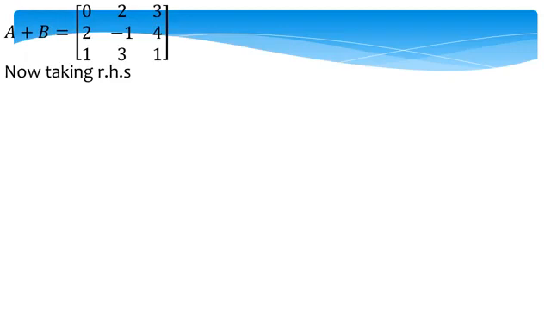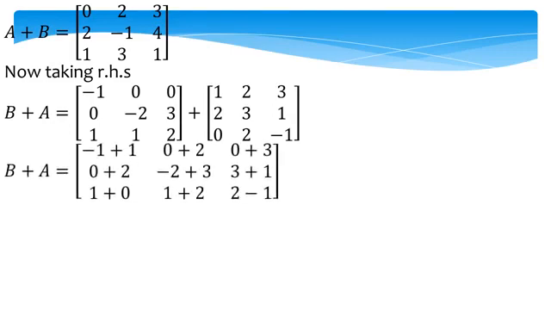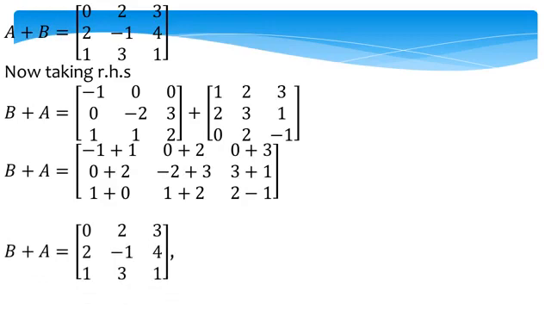Now taking the right hand side, B plus A. Corresponding elements are added with each other. Minus 1 plus 1, 0 plus 2, 0 plus 3, 0 plus 2, minus 2 plus 3, 3 plus 1, 1 plus 0, 1 plus 2 and 2 minus 1. And the result is 0, 2, 3, 2, minus 1, 4, 1, 3 and 1.